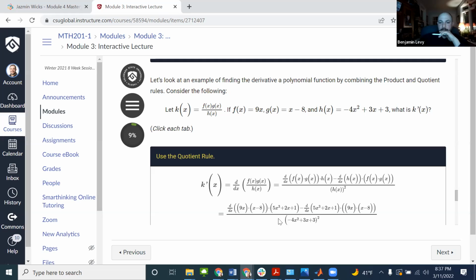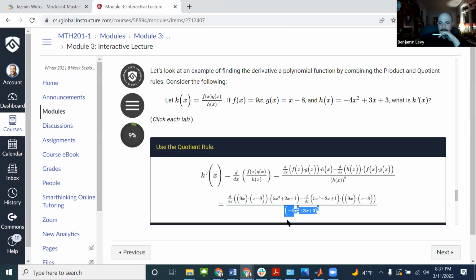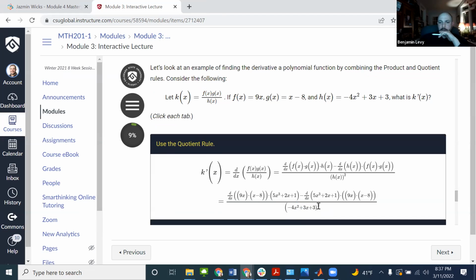There's also this weird parenthesis thing going on down here. This should be like a small parenthesis, right? Like this square. Anyway, that's a smaller issue. It's just f and g.